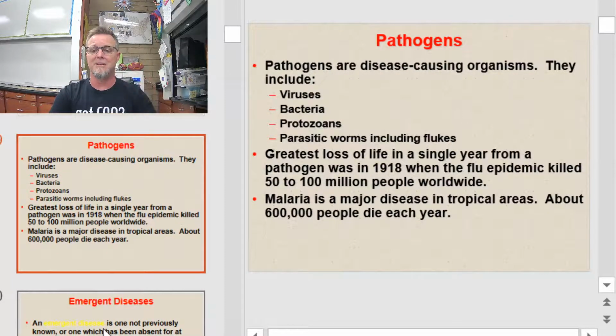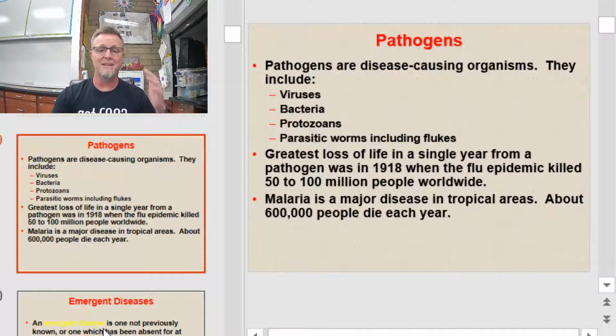The greatest loss of life in a single year from a pathogen on record was the influenza pandemic of 1918. It actually killed 50 to 100 million people worldwide. Statistics say that people were almost literally dying where they stood within hours.